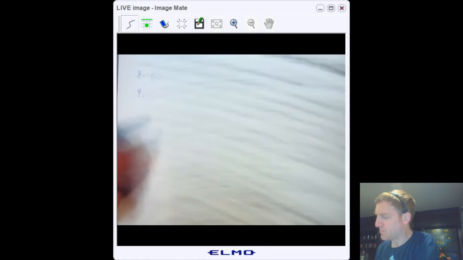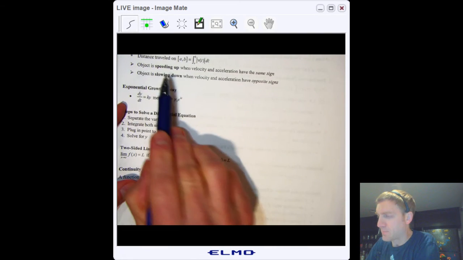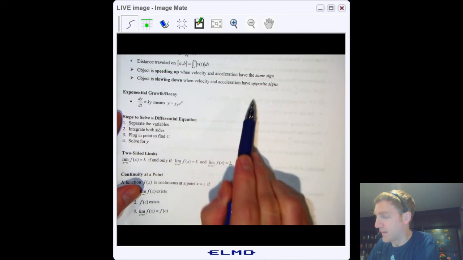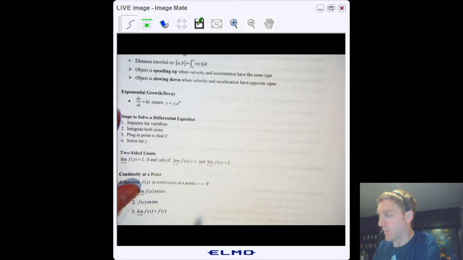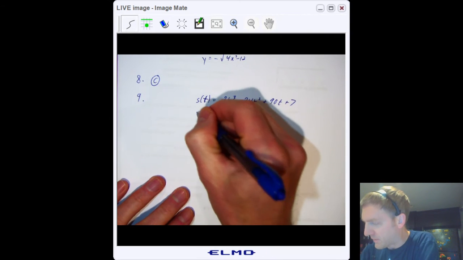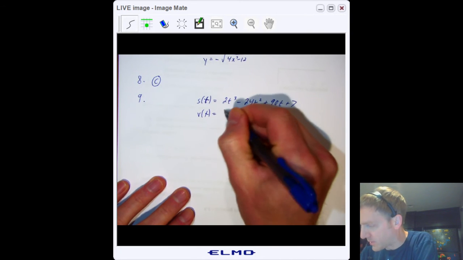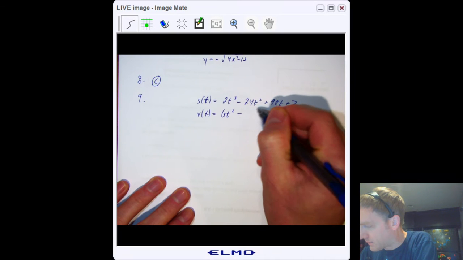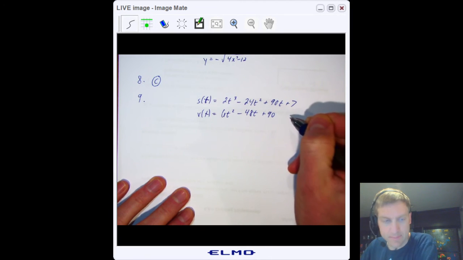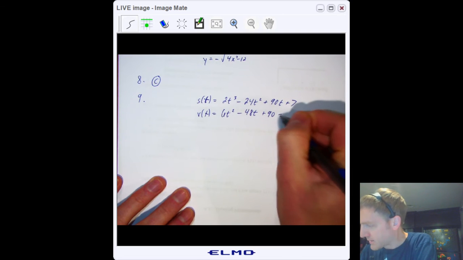Speeding up and slowing down. Speeding up when velocity and acceleration have the same sign. Slowing down when they have different signs. So speeding up, I want velocity and acceleration to have the same sign. So how do I find the velocity? Well, that's the first derivative. So let me do 6t squared minus 48t plus 90. Okay.